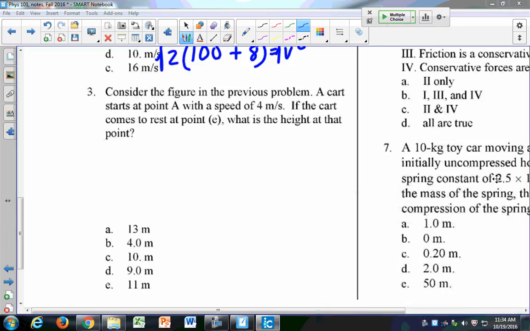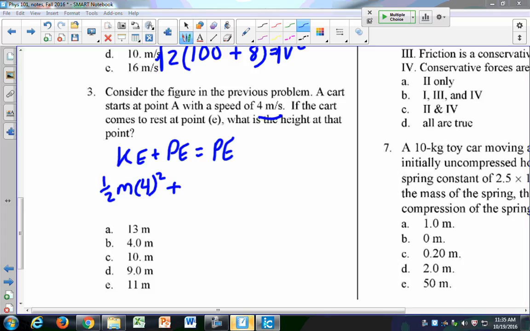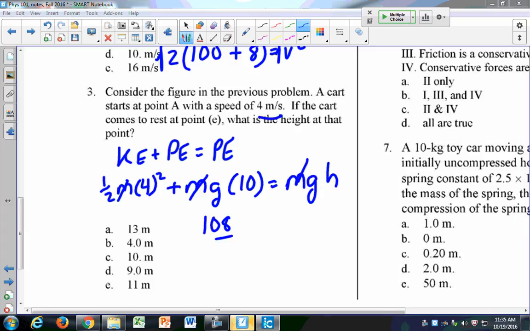All right, E is right. Same as we did before. We say the kinetic energy plus the potential energy at the very beginning is equal to the potential energy at the end, because at the end it's not moving. This is going to be 1/2 m times 4 squared, the speed, 4 meters per second, plus m times g times 10, the height at the very first spot, equal to m times g times h, which is what we want to know. M's cancel. This is 108 divided by g equals h. That's 10.8 or 11. So E is the right answer.